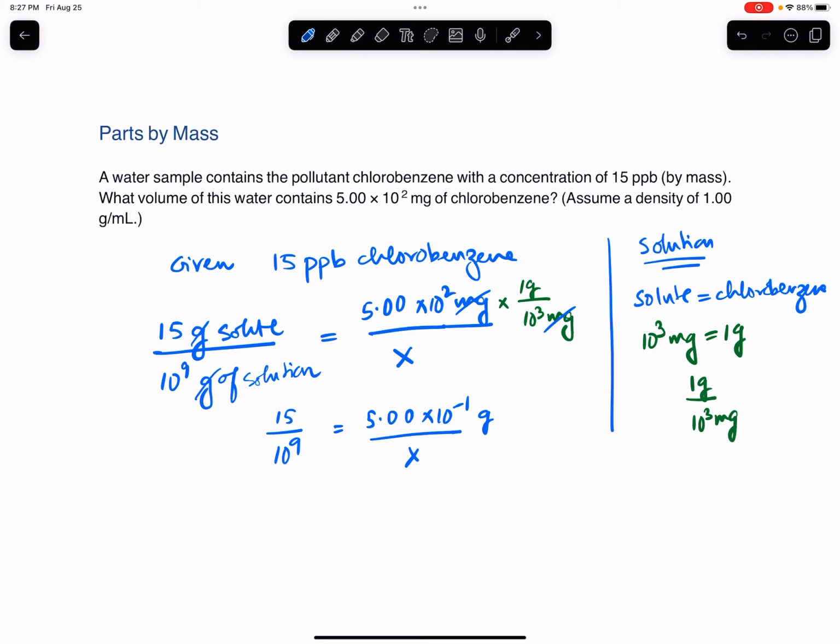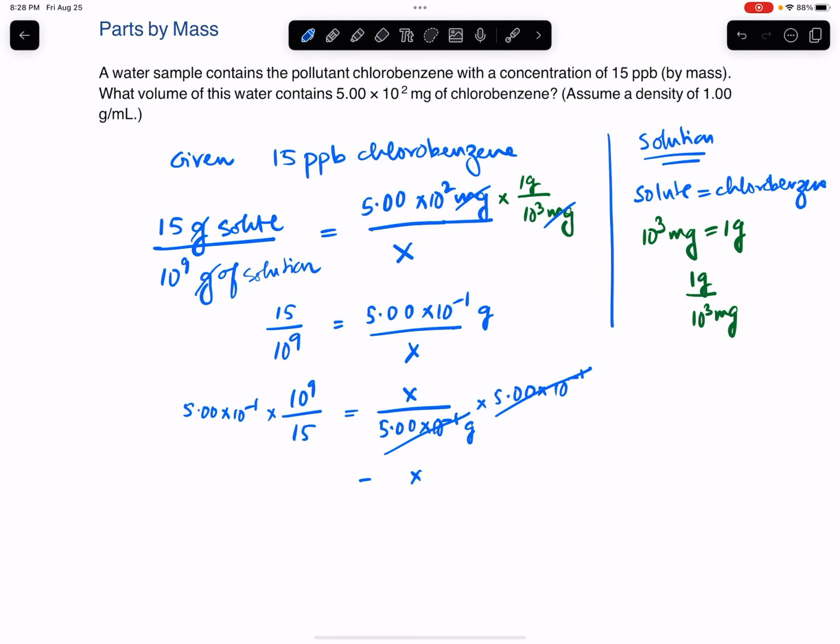All right. So once we have that, we're solving for x. It's a little more complicated for us because x is at the bottom out here. So my recommendation would be to flip the equation on its head. If you flip it, you get x over 5.00 times 10 to the negative 1 is equal to 10 to the power 9 over 15. Then we can multiply both sides by 5.00 times 10 to the negative 1 to solve for x. Those two cancel out, and we get x. If we do the math, we get x is equal to 0.03333 repeating, times 10 to the power 9 grams.